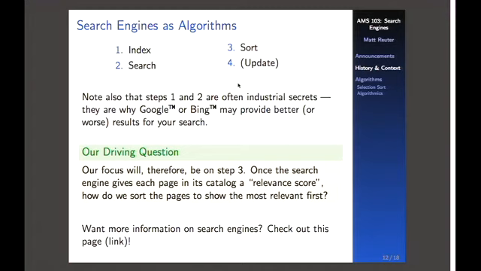Happy coincidence. Okay, so our focus for most of the unit is going to be on step 3 and looking at this idea of sorting. So the search engine is going to give each web page in its database some relevance score. How likely do we think that this website is going to be useful to your search inquiry?